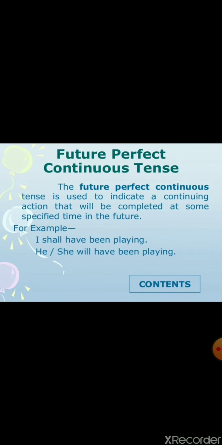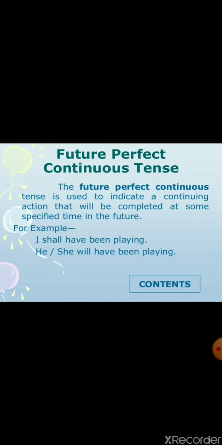Future perfect continuous tense. The future perfect continuous tense is used to indicate a continuing action that will be completed at some specified time in the future. Means the time will be mentioned properly, may not be. It is not clear here whether we will mention the time or not. But always remember, future perfect continuous is the combination of three aspects. So we will utilize three types of rules in that.